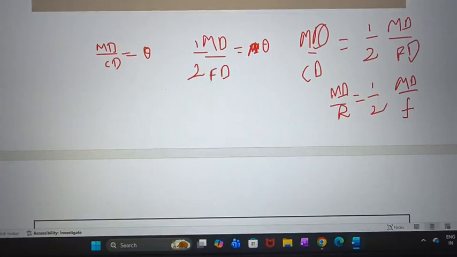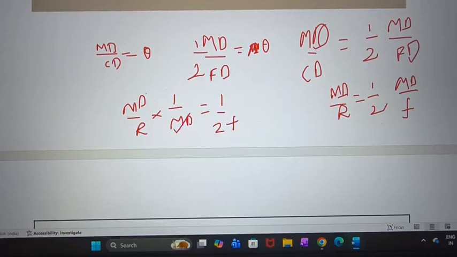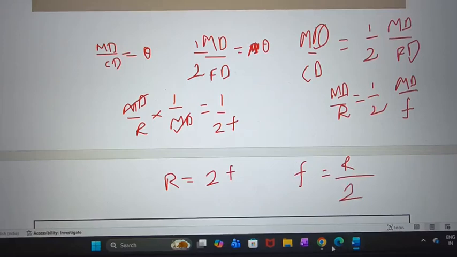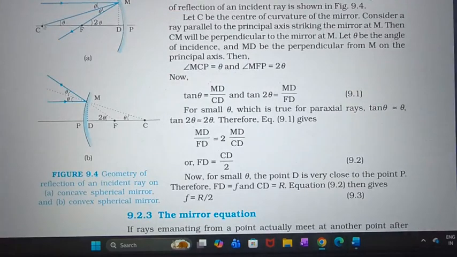Now if you send MD towards this side, what will happen? MD upon R into, because it's in the numerator it comes to the denominator, MD is equal to half F. MD and MD get cancelled. 1 by R is equal to 1 by 2F. So just take the inverse. R will be equal to 2F. Now you want the focal length, right? So F is equal to R upon 2. This is how you can say that the principal focus is the midpoint of the radius of curvature.